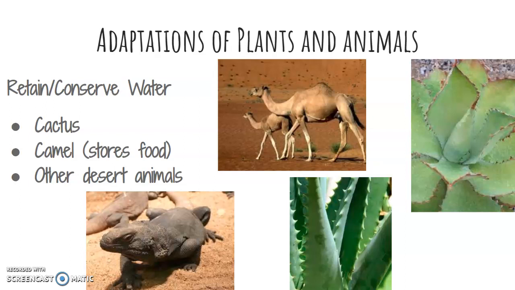I've included a camel on here. A lot of times people think that a camel conserves water in its hump, but it's actually storing food or fat in its hump. But that's another way that animals can retain things in order to survive in their area. So that would be an adaptation that a camel has. Other desert animals also have adaptations in order for them to store food and water.